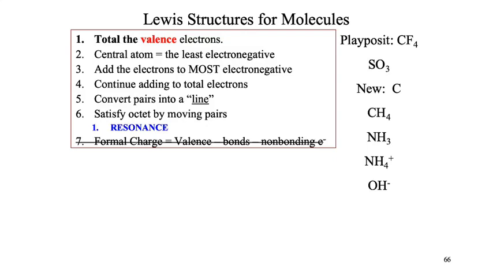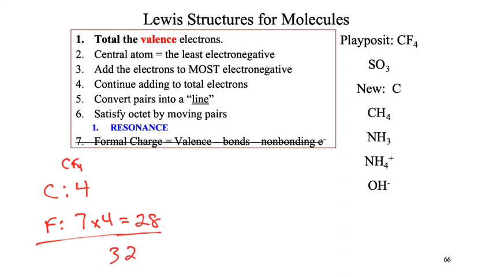I think we should talk about it anyway. Let's take a look at CF4. Total the valence electrons. Oh, I just realized what time it was. We'll do this fast. Carbon has? 4, the Roman numeral above it. Fluorine has? 7, the Roman numeral above it. How many fluorines? 4. So times 7 times 4. 7 times 4 is 28 plus 4 is 32. There are 32 valence electrons.